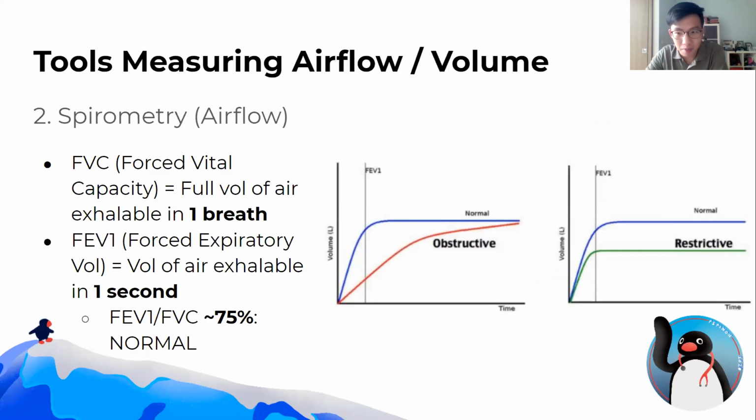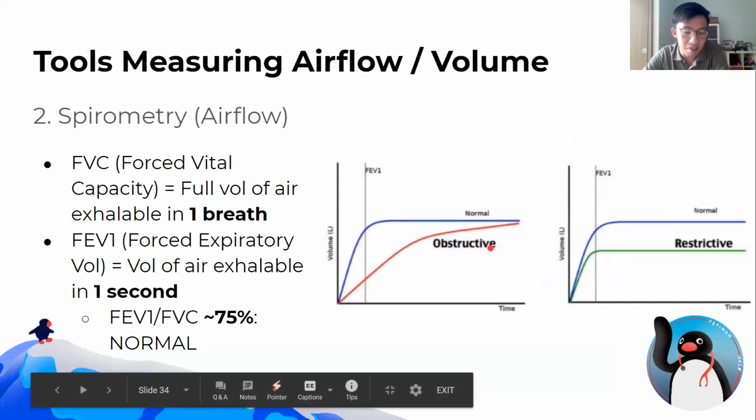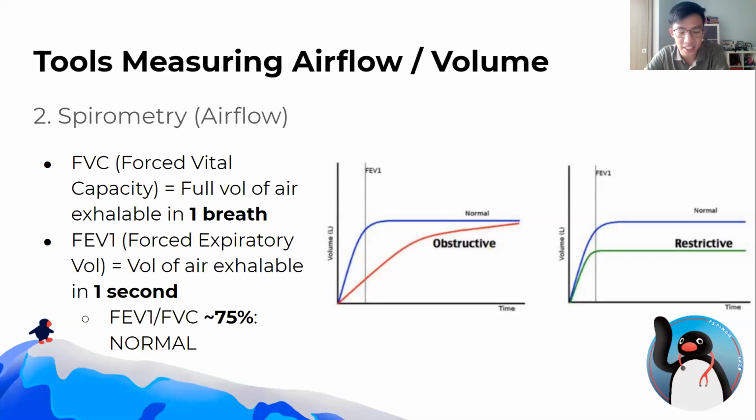Okay, the second tool that we're talking about is spirometry airflow. Two things I need you to know. First is the forced vital capacity, which is the full volume of air which you can exhale with 1 breath, which, if you look back, is actually the vital capacity over here. And the second is FEV1, the forced expiratory volume: the volume of air exhalable in 1 second. So if I breathe out, how much air comes out within the first second. What you need to know is that the ratio is about 70 to 80%, and it changes from source to source. This airflow spirometry is used to diagnose obstructive and restrictive lung diseases. I'll be covering what both of these mean.